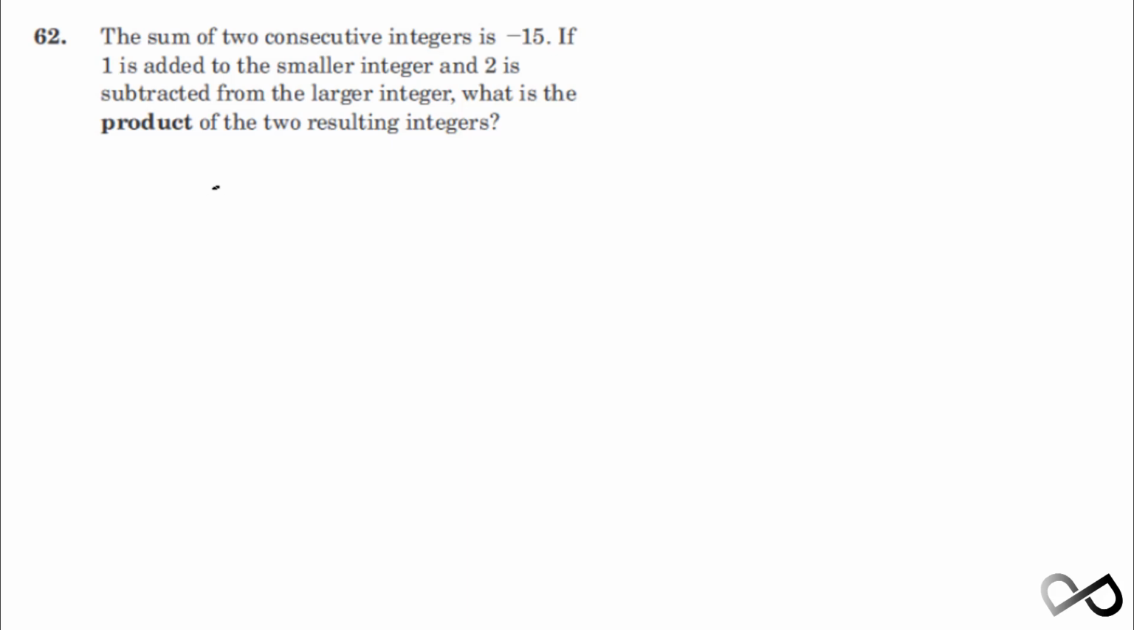So what we're going to do is, since we don't know what the 2 consecutive integers are, we're going to just call them x, right? If the first one is x, the second one has to be x plus 1. And we know that the sum of x and x plus 1 is negative 15. That's given to us in the first sentence. So we're going to just solve for x here to figure out what that first integer is.